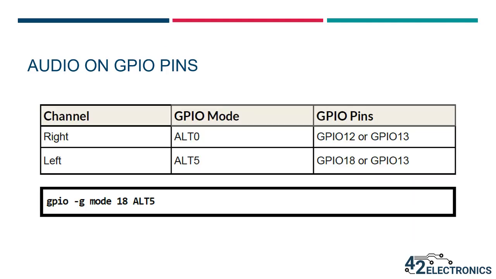Now, there are some limitations on which GPIO pins you can use for this type of operation, as you see in this table. But by setting the mode for GPIO 18 to ALT5, you can obtain the left channel of any audio played through the 3.5 millimeter jack. And this can be done by using the following wiringPi command on the CLI that you see here.